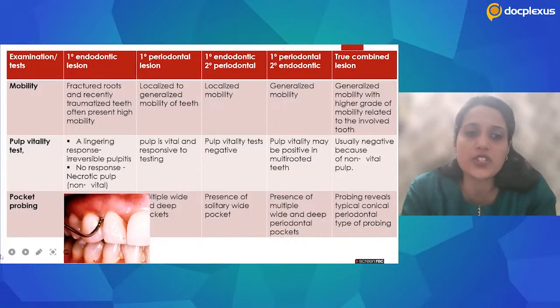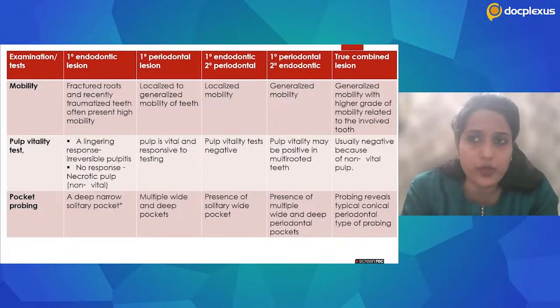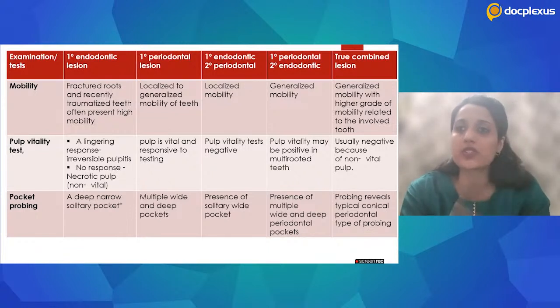Pocket probing is usually checked with the Williams periodontal probe. With primary endodontic lesion, there is a deep, narrow, solitary pocket present, and that should be checked. Sometimes it is skipped while doing endodontic treatment. Sometimes we do not see if a crown is ill-fitted and leading to the periapical lesions, and we keep repeating endo through the crown, but it does not lead to success of the treatment. Maybe the treatment will last for 6 months or a year, but it is not justified treatment.